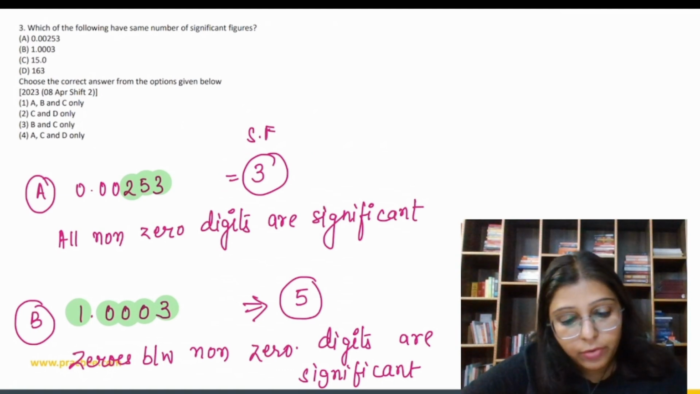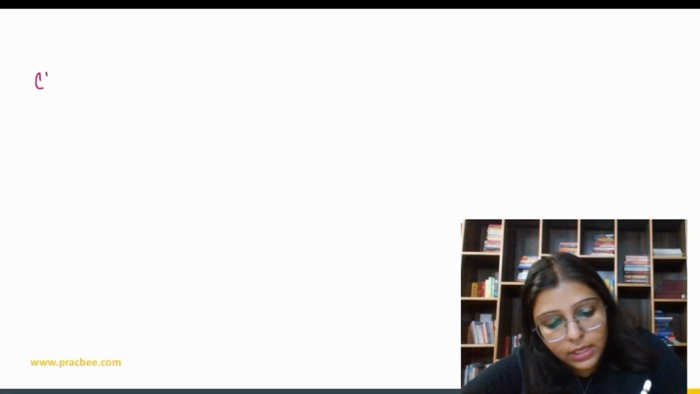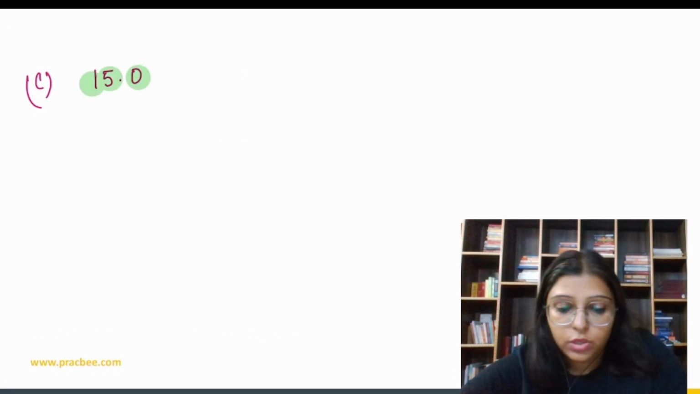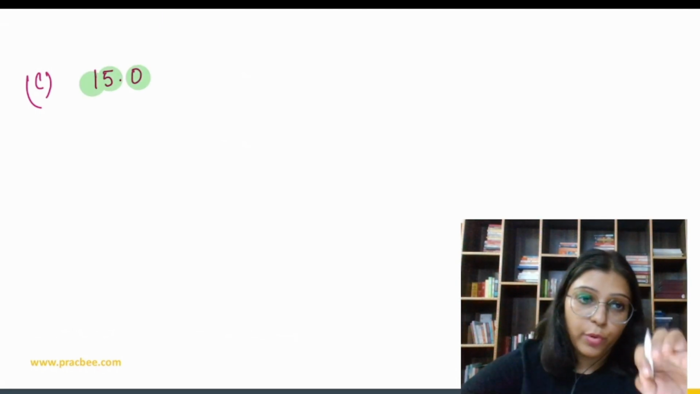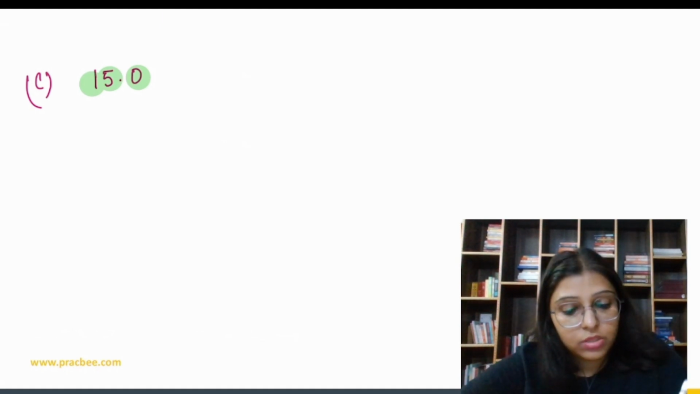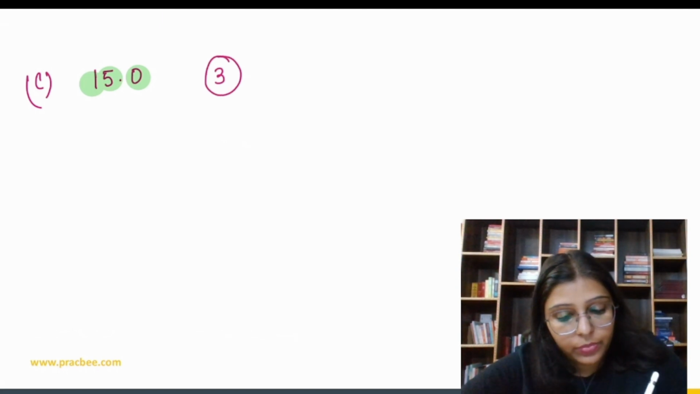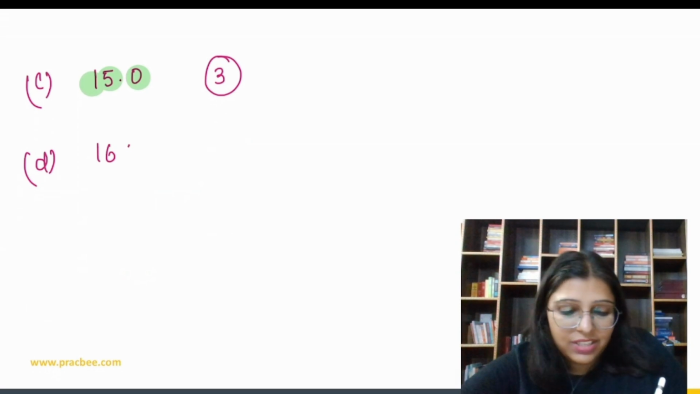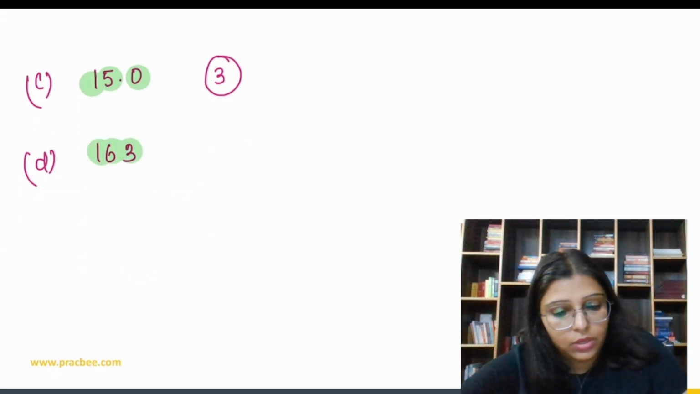Now the next one, C is equal to 15.0. Here significant figures: 1, 2, 3. We have to count the 0 also. It is 15.0, so it means the 0 is also significant. So here significant figures are 3. Now D is 163, so here also 3.